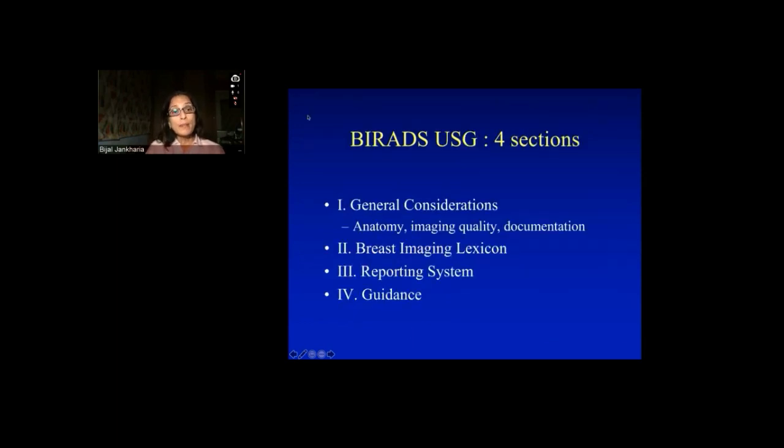So in BI-RADS for ultrasound, there are 4 sections which go by general considerations. We'll be talking very little about this. We'll be focusing more on the lexicon as well as the reporting system.